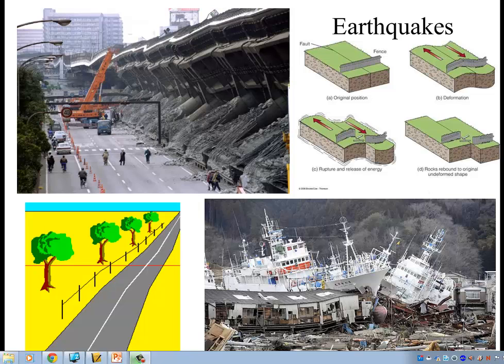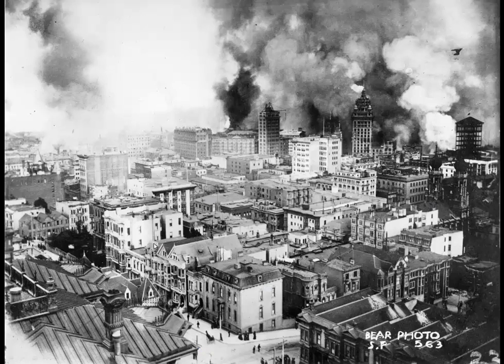Tsunamis in Japan, and then this is supposed to be working, but apparently doesn't. But this is a shearing force, a side-to-side force, where the other side, which seems to be moving to the right, makes this a right lateral fault.